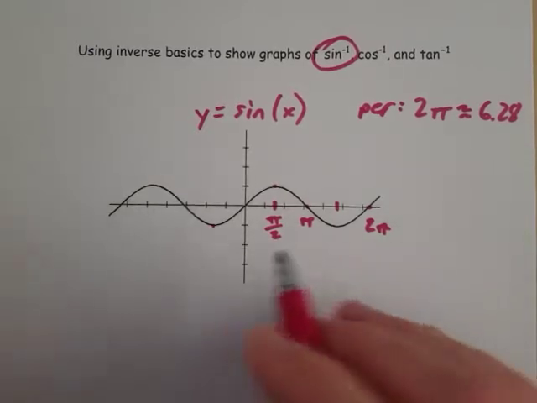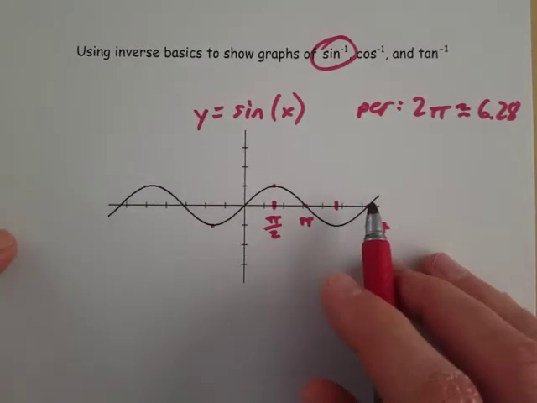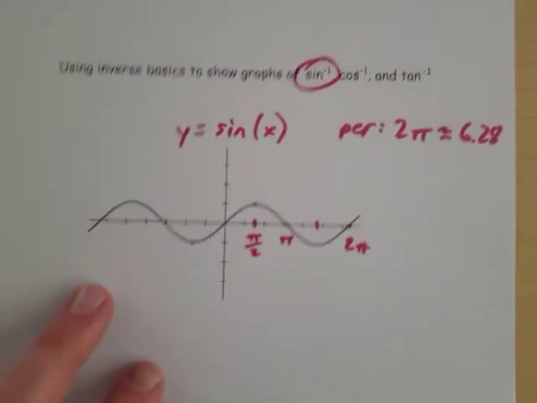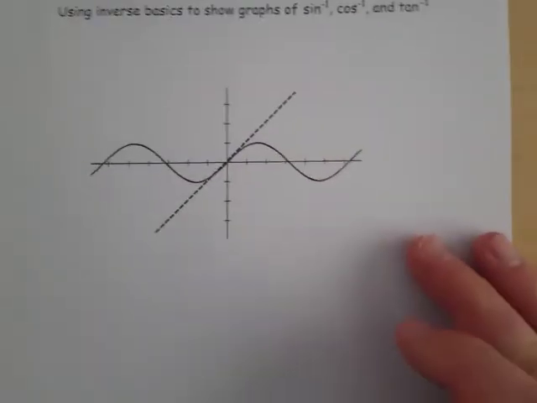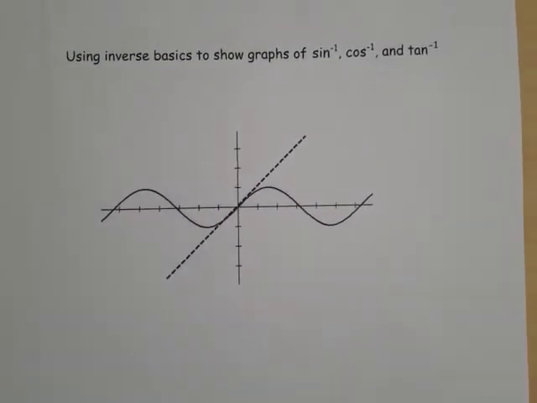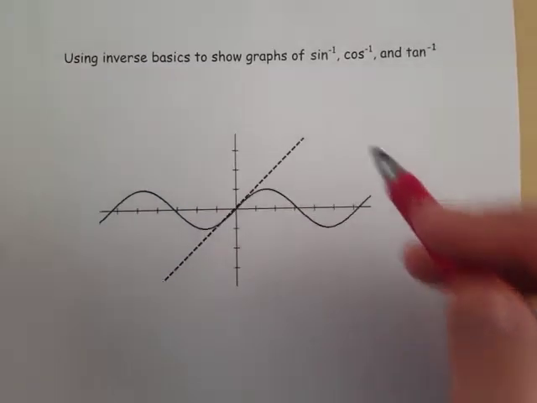So we're going to be looking at this graph here, and we're going to talk about the inverse of it. As I mentioned in the last video, the inverse is done when we flip the graph over the line y equals x, so over this dotted line.